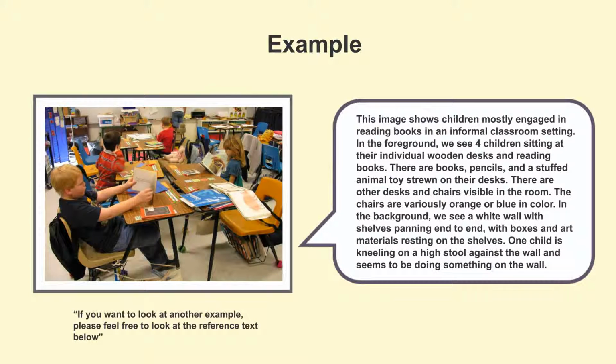An example. This image shows children mostly engaged in reading books in an informal classroom setting. In the foreground, we see 4 children sitting at their individual wooden desks and reading books. There are books, pencils, and a stuffed animal toy strewn on their desks. There are other desks and chairs visible in the room. The chairs are variously orange or blue in color.